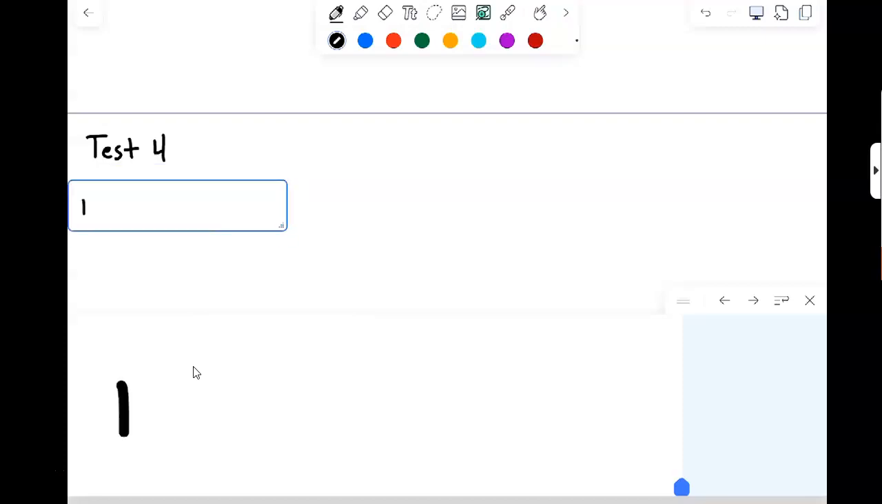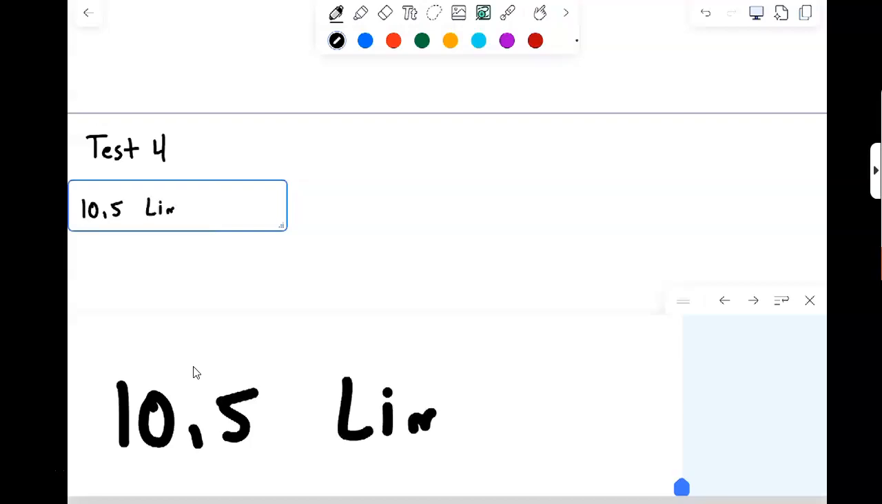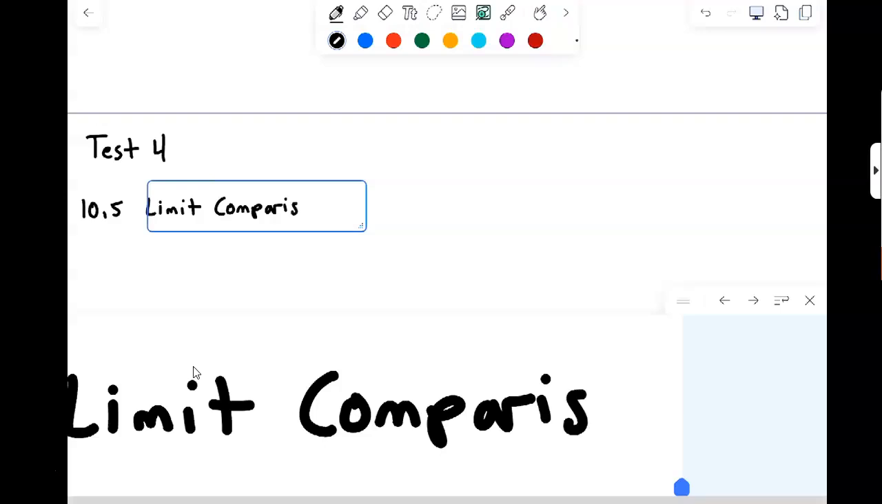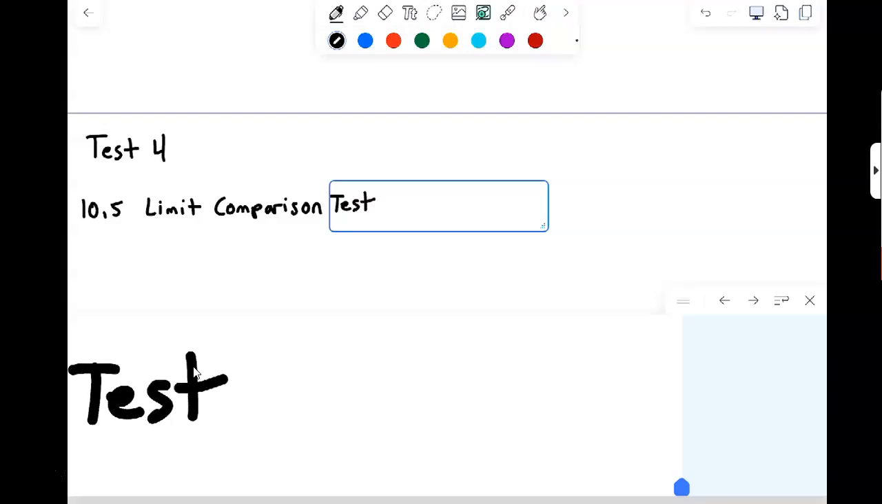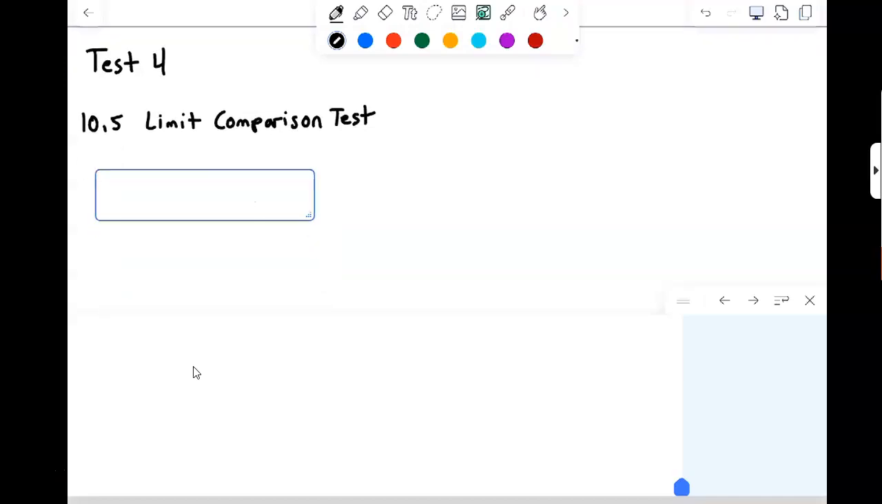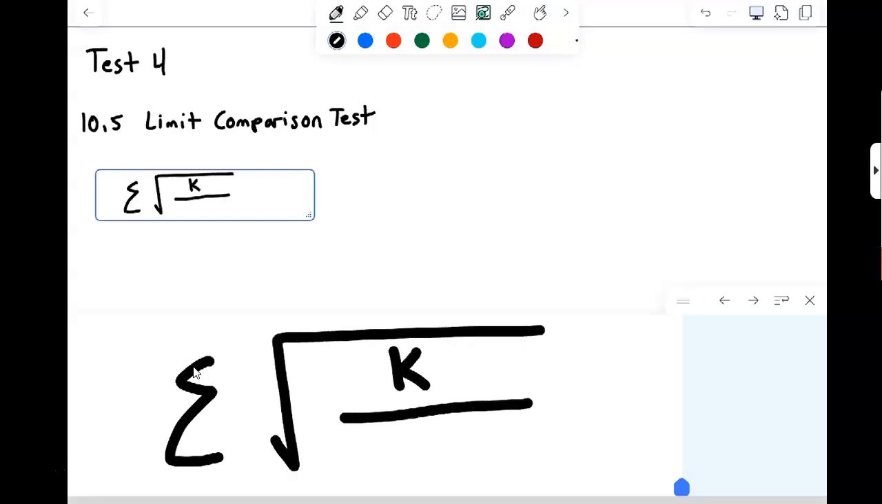So the first thing that we talked about was 10.5 with the comparison test. Specifically, the one we're interested in was the limit comparison test. Remember, what the limit comparison test does is that it allows us to compare our series to another series. For example, say we had the series the square root of k over k cubed plus k squared.